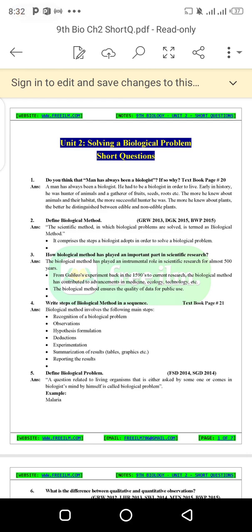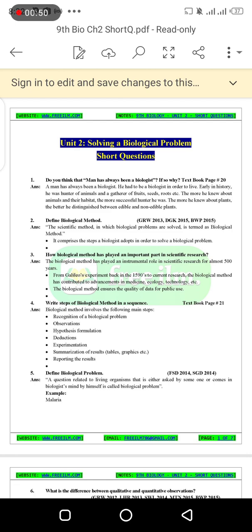Early in history, he was a hunter of animals and a gatherer of roots and seeds. The more he knew about animals and their habitat, the more successful a hunter he was. The more he knew about plants, the better he distinguished between edible and non-edible plants.